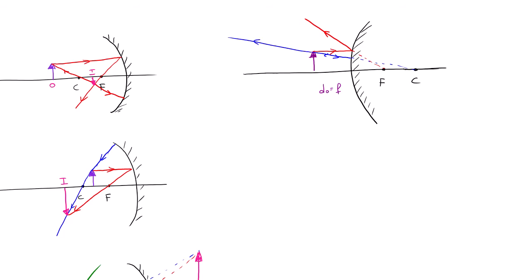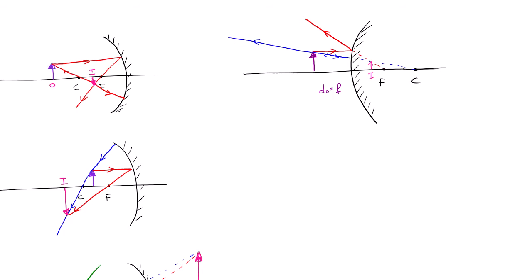So the two rays will meet each other at a point behind the mirror. It's erect, but it is reduced, so not our case. Let's try one more example.